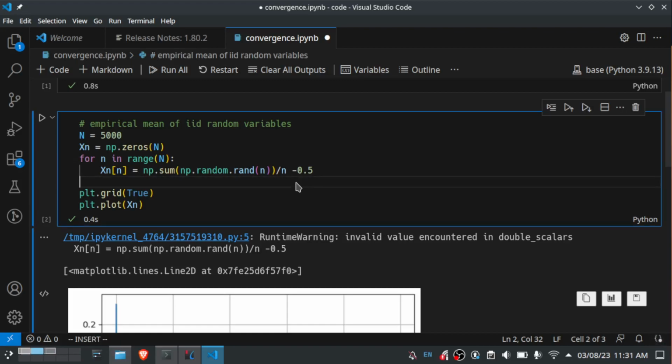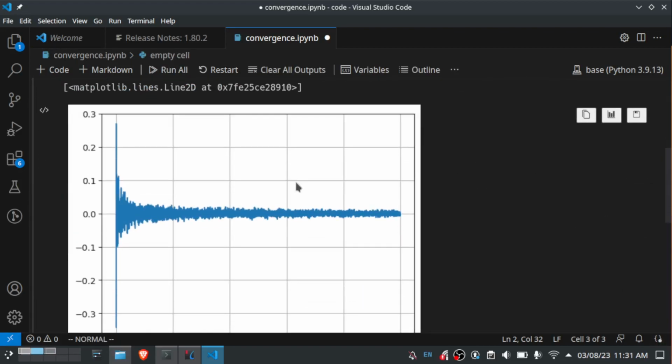But no matter how many times I run the same thing, every time I run, I'm going to get a new set of random variables, so a new empirical mean. But no matter how many times I run, this trend will always continue. It's always going to be very close. The error is always going to be very, very close to 0.